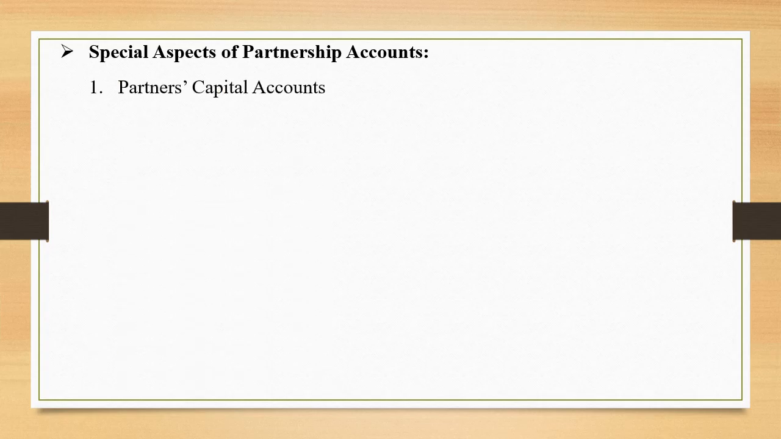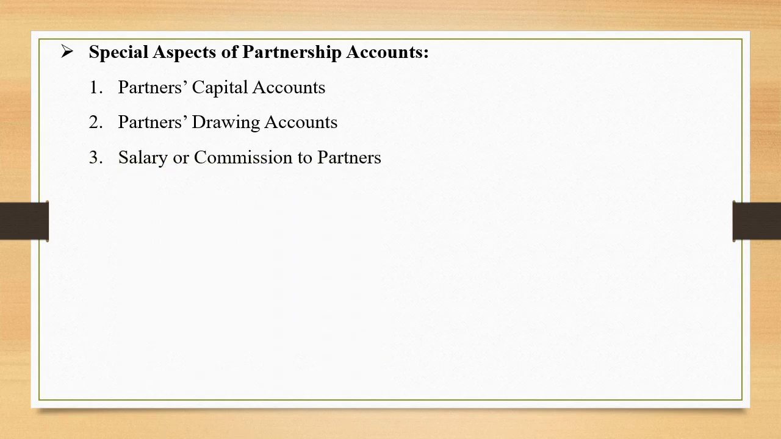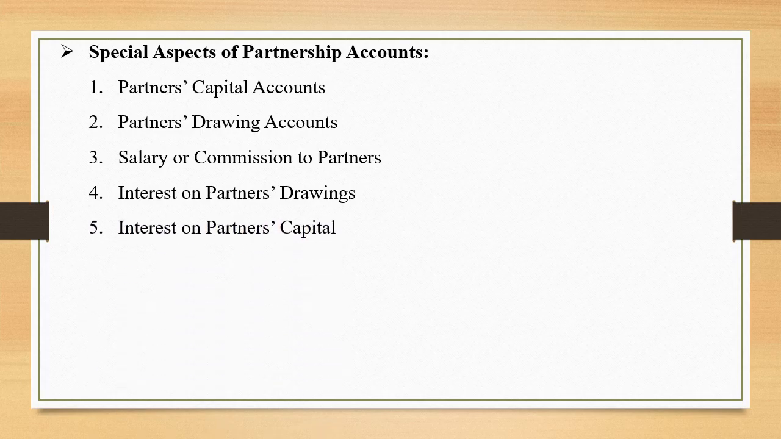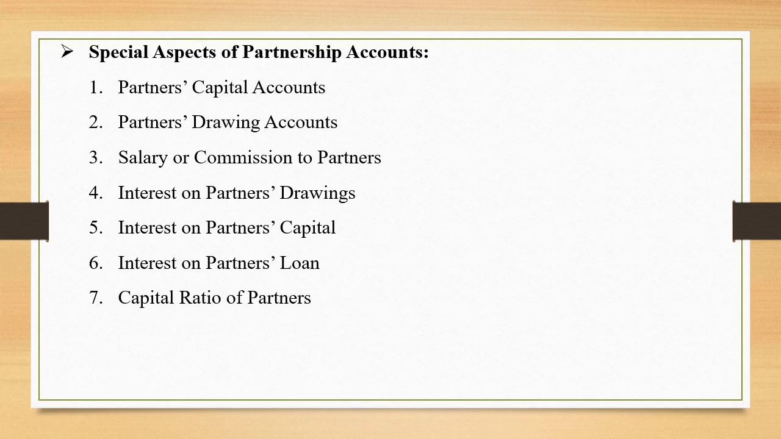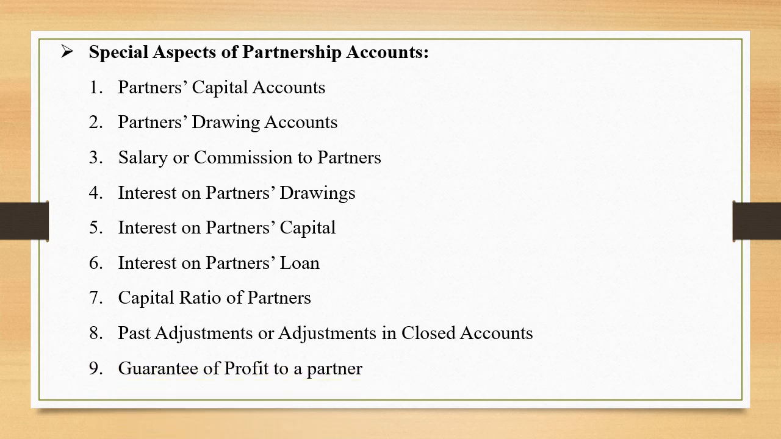Number 1, partner's capital account. 2, partner's drawings account. 3, salary or commission to partners. 4, interest on partner's drawings. 5, interest on partner's capital. 6, interest on partner's loan. 7, capital ratio of partners. 8, past adjustments or adjustments in closed accounts. And finally, guarantee of profit to a partner. These are all the various aspects that we need to learn in this chapter.